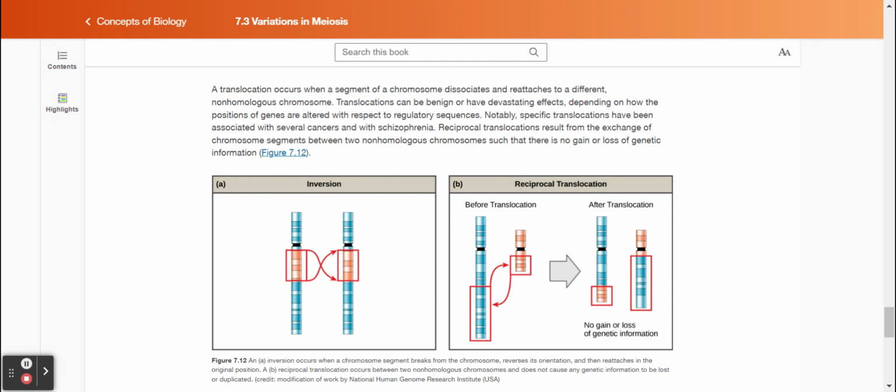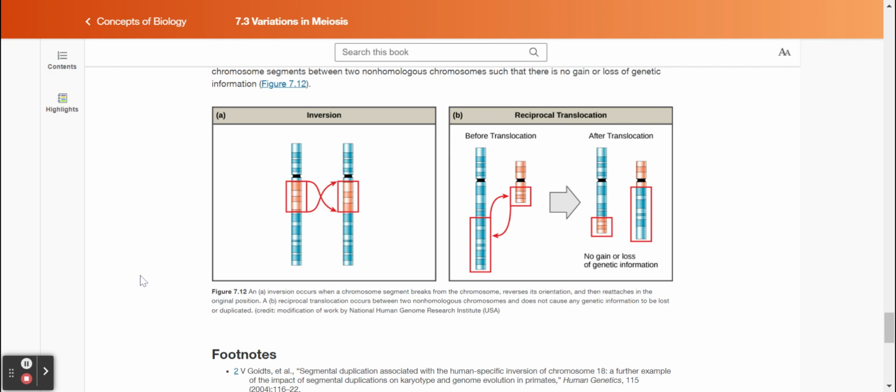Figure 7.12. In A, an inversion occurs when a chromosome segment breaks from the chromosome, reverses its orientation, and then reattaches in the original position. B shows a reciprocal translocation occurring between two non-homologous chromosomes and does not cause any genetic information to be lost or duplicated.